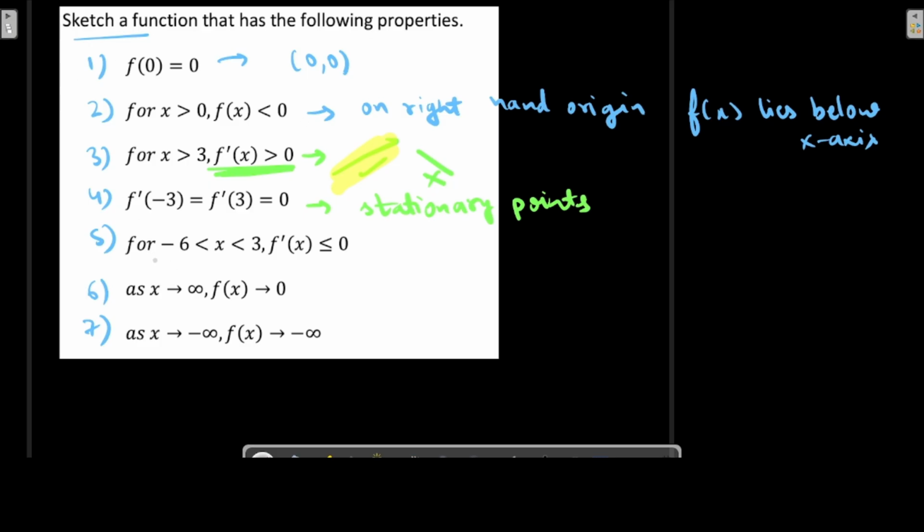Next comes, in this range, your f dash is less than or equal to 0. So less than means it will be a falling slope, right? And equal to 0 means it can have a point where the tangent is horizontal, where your f dash is equal to 0. So this shows a falling slope, and there can be stationary points.